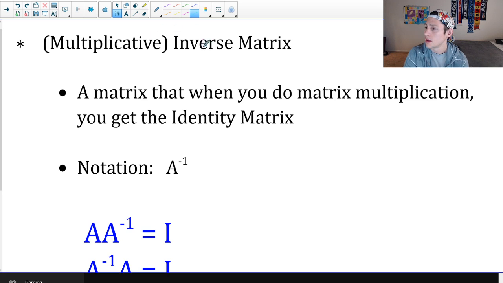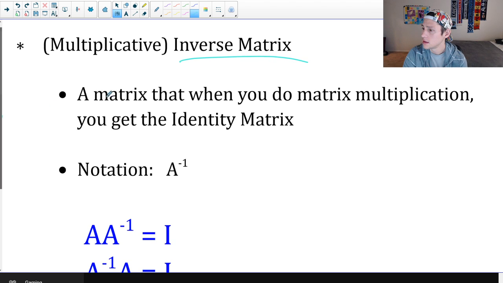Okay, so an inverse matrix. Technically, this is a multiplicative inverse, but whatever. We just call it the inverse matrix, right? A matrix, when you do matrix multiplication, you get the identity matrix. Okay, that's what it means to be an inverse matrix. If you do matrix multiplication, you get the identity matrix.